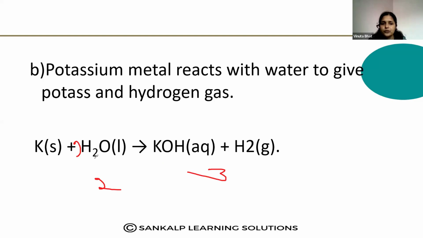I will add 2H2O to balance the hydrogen, then 2KOH. 2 oxygens, 2 twos are 4 hydrogen here, and here also 4 hydrogen, but we have to balance the potassium too. 2 potassium here, and also 2 potassium there. Oxygen is the same in the reactant and the product, and hydrogen is also balanced. This is the balanced chemical reaction.